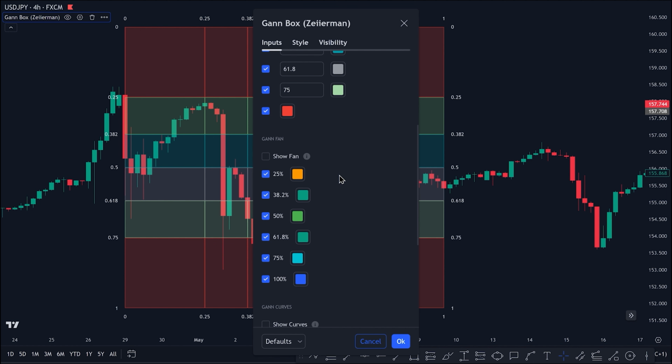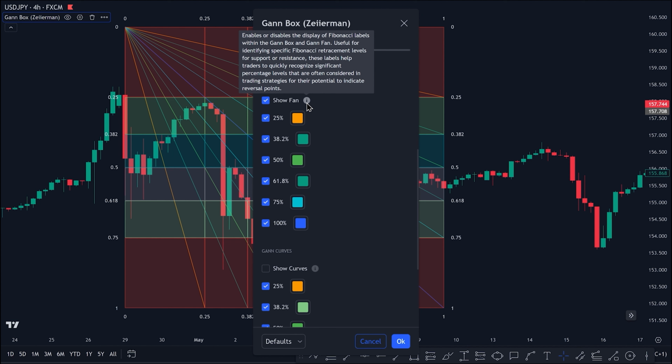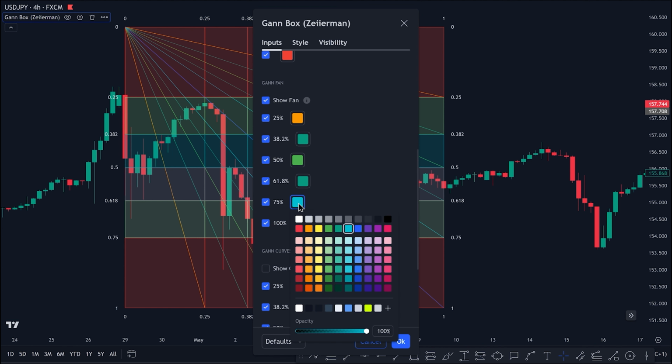Enabling the Gann feature draws lines at significant Gann angles from a particular point on the chart. These lines help identify potential support and resistance levels. Similar to the Gann box, you can customize which Gann angles are displayed and how they are colored to suit your analysis.